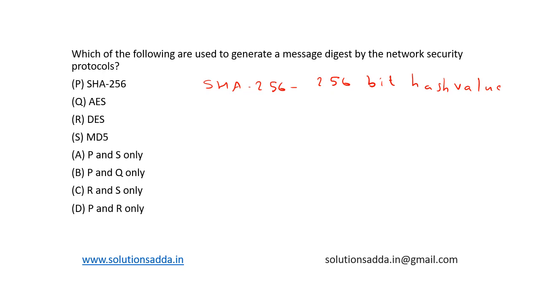Now AES and DES are both encryption algorithms. So they are not used to generate a message digest. Let's see option S, that is MD5. Even MD5 is used as a cryptographic hash function that can produce a 128-bit hash value. MD5 produces a 128-bit hash value.